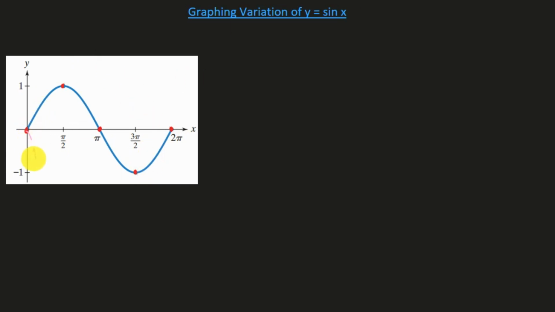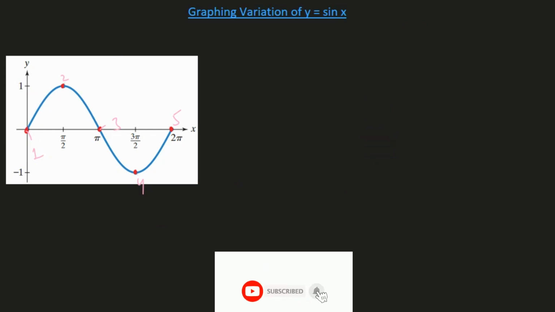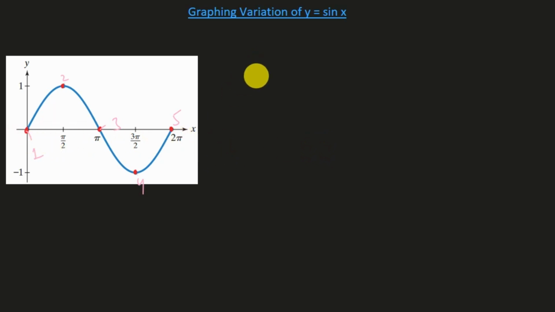Point number 1, point number 2, then point number 3, point number 4, and 5. Now how do we find the x coordinate of these 5 points? To find the x coordinate, divide the period by 4. Here the period is 2 pi, right? Let me generalize the things. x1 is the value of x where the cycle begins.